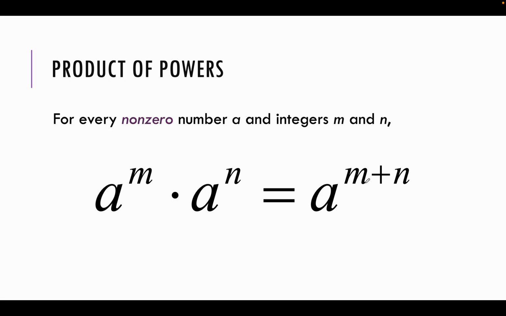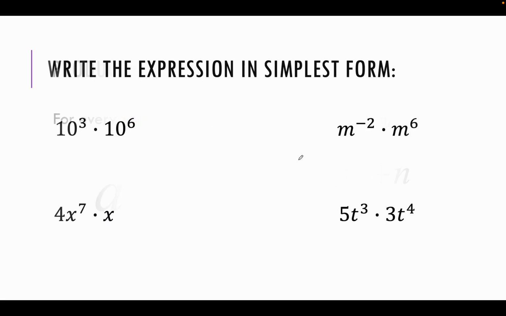For every non-zero number a and integers m and n, a to the m power times a to the n power equals a to the m plus n power. Noticing, of course, that the base has to remain the same all the way through. Let's take a look at a few examples. These ones are not in your notes, just some simple ones to start. 10 to the third times 10 to the sixth would be 10 to the ninth power. Notice we don't multiply 10 times 10 and make that 100, because there are 9 tens, not 9 100s.